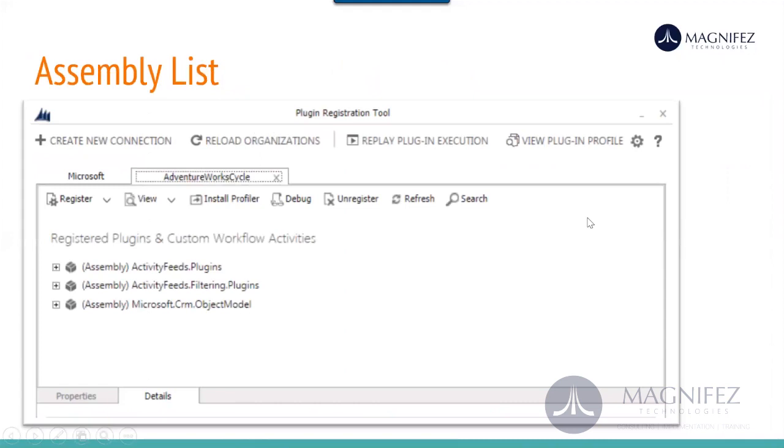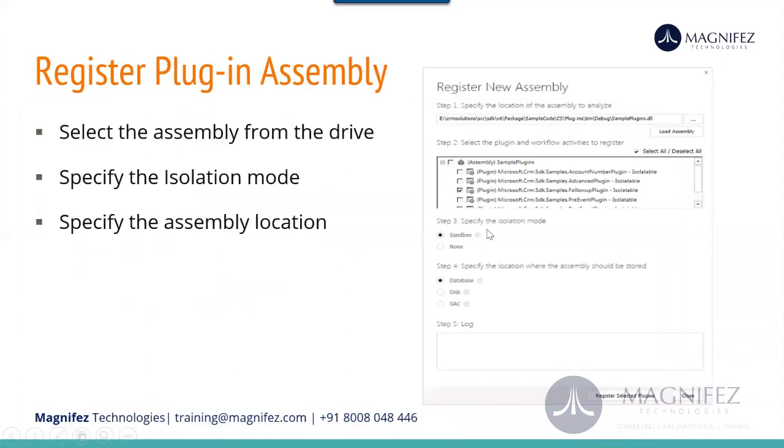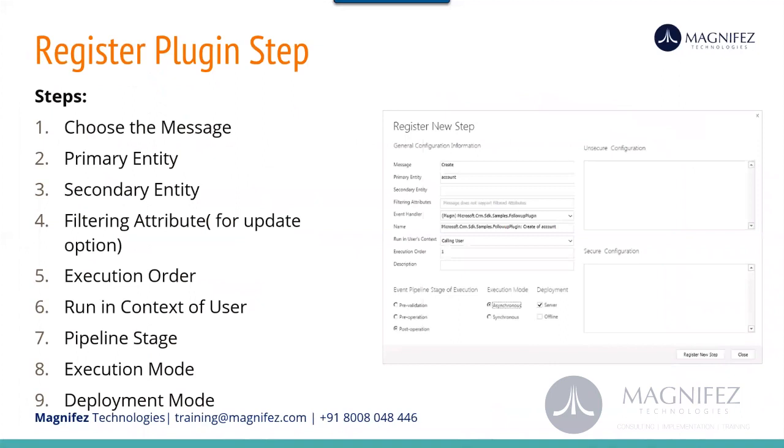Once you enter your details, it will take a few seconds. Once it is connected, it will show you all the assemblies which are registered to the system like this. And then you have to register your assembly. So two things to note here. One is you have to register your plugin assembly, which you just created. Second thing, you have to register your plugin step. So the plugin step is basically the registration of your event handler.